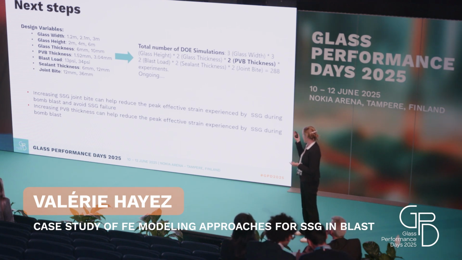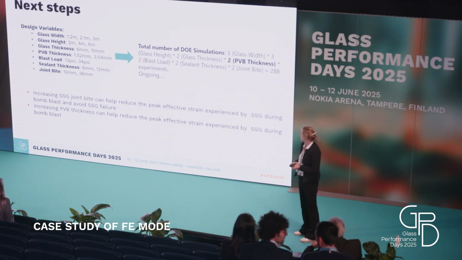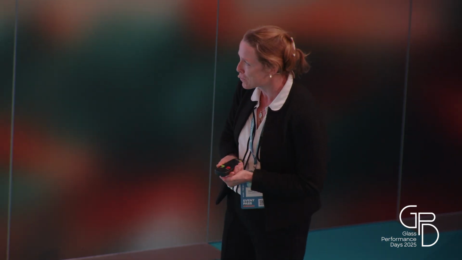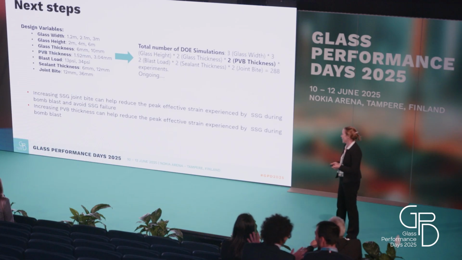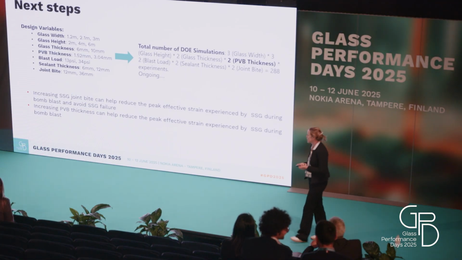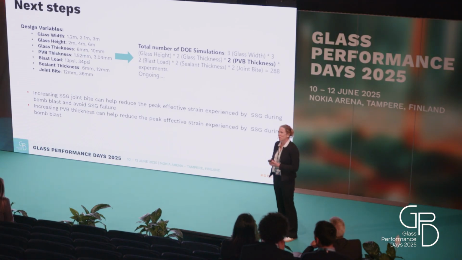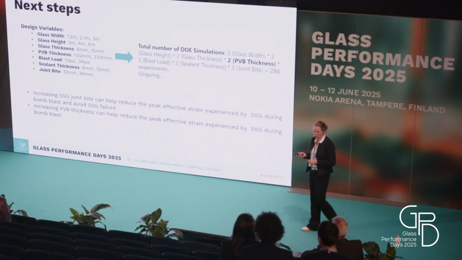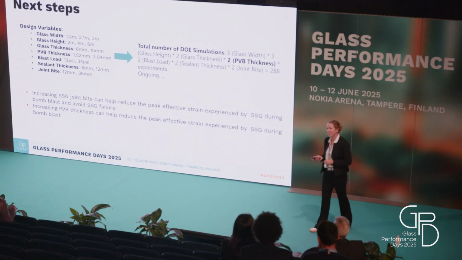We are going through these. It's a bit slow. We are seeing stuff that is more or less normal, like increasing the joint height helps to reduce the peak effective strain, and that the PVB also has an influence. But for sure, we need to ask for a little bit more patience, and maybe, at the next GPD, we'll come up with a finalized dimensioning guideline for bomb blast applications. So that's concluding my presentation. Thank you for your attention.